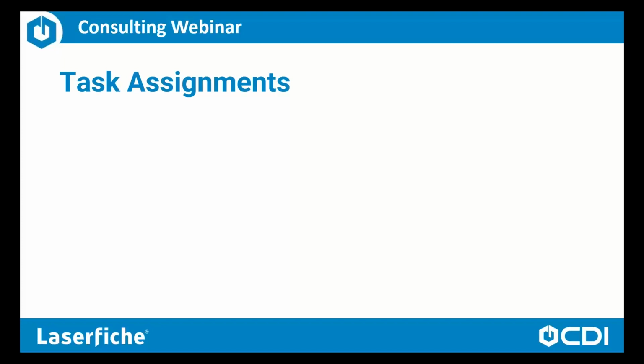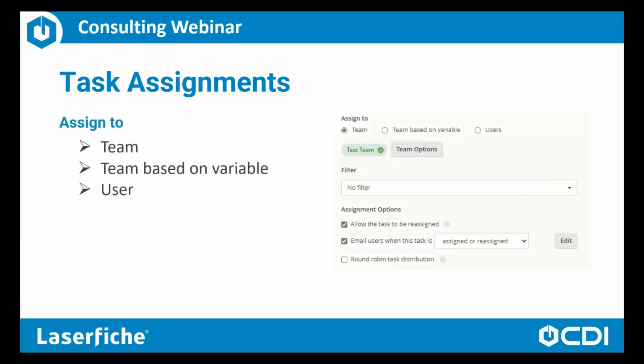Next are task assignments. Not only can we approve or reject tasks, we can also assign tasks. Under the Assign To area, we can assign tasks to a team based on a variable, or to a specific user. When we assign to a team, we're able to use round-robin task distribution. What this will do is assign that task to a team member based on who hasn't received a task recently.